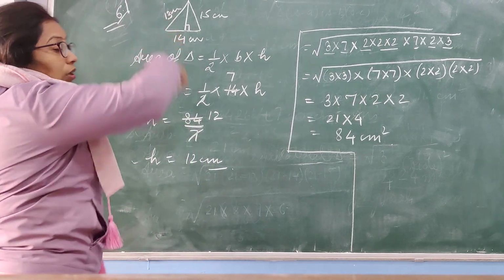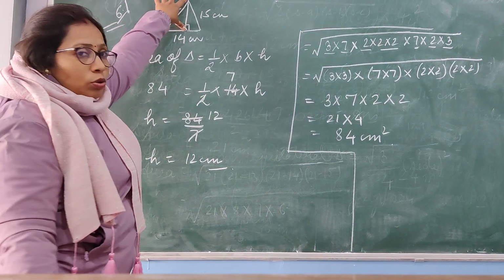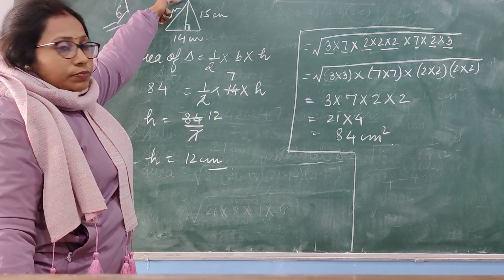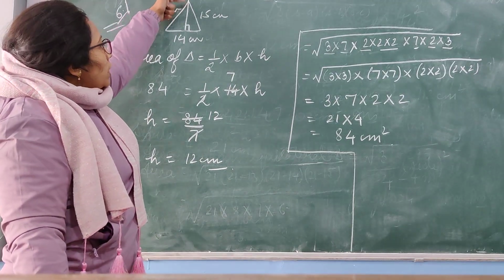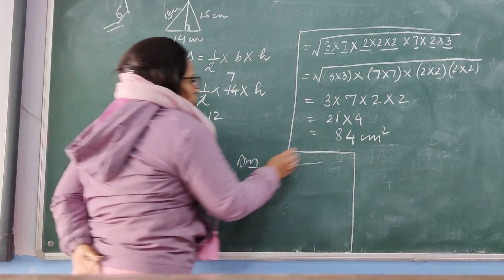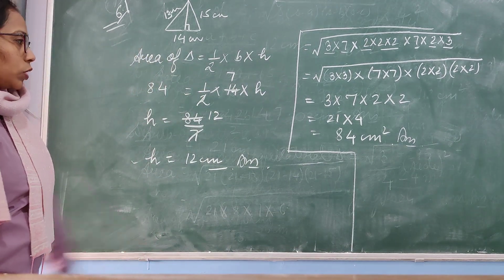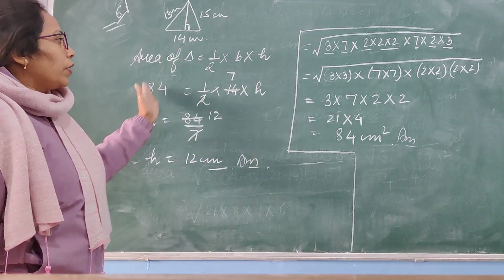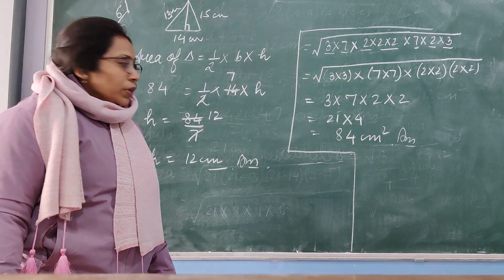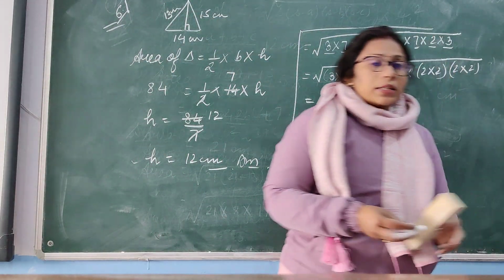So the length of the corresponding altitude, the altitude coming from the vertex opposite to 14 centimeter, is 12 centimeters. I hope the question is clear to all of you. This is how we solve such questions. Once we got the area, we substituted the value of the area, and then the unknown was calculated. I hope it's clear. And with this, let's move on to another question.